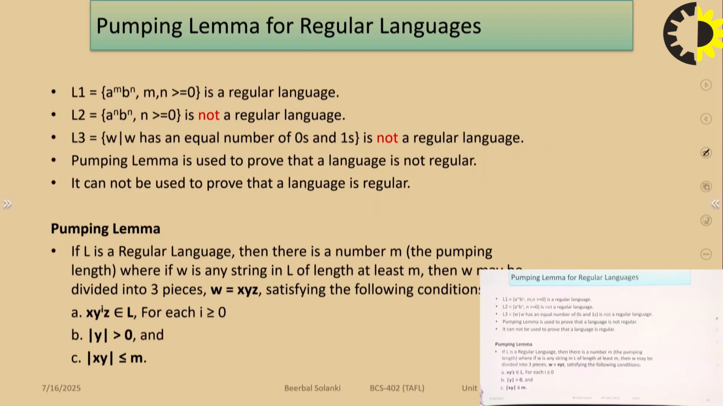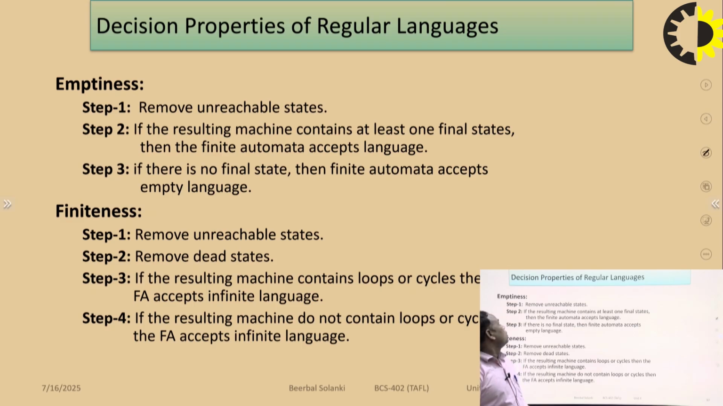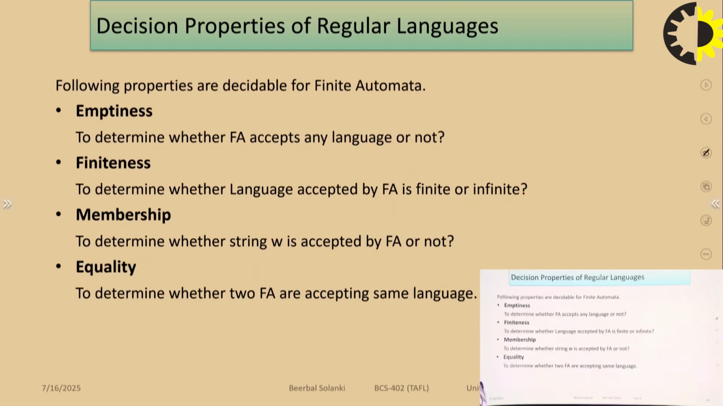Now the next topic is decision properties of a regular language. We discuss them one by one. These are the decision properties: first, emptiness, finiteness, membership, and equality. Now we discuss one by one.